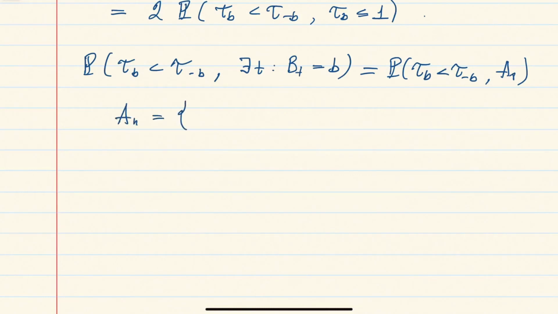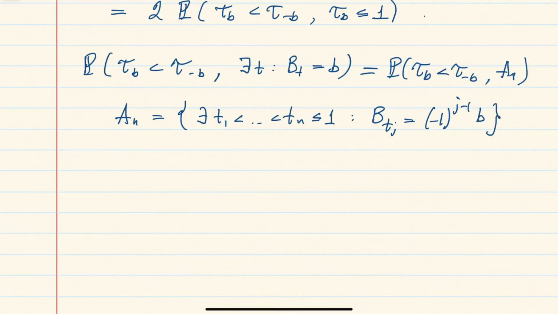By A_n we'll write the fact that there exists a sequence of times t1, ..., tn on our interval [0, 1], such that the Brownian bridge at those times takes values (-1)^{j-1} b. In other words, at time t1 it takes value b, at some later time it takes value minus b, and so on alternatingly. So A1 just means it takes value b at some point of time.